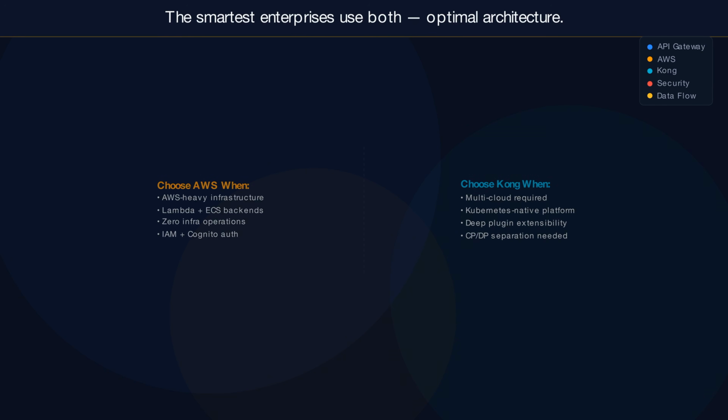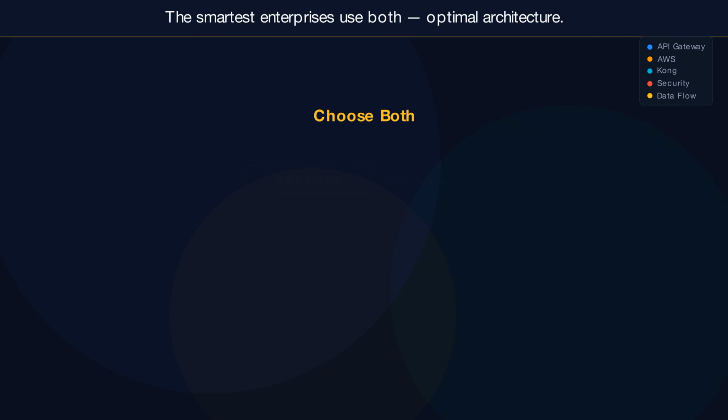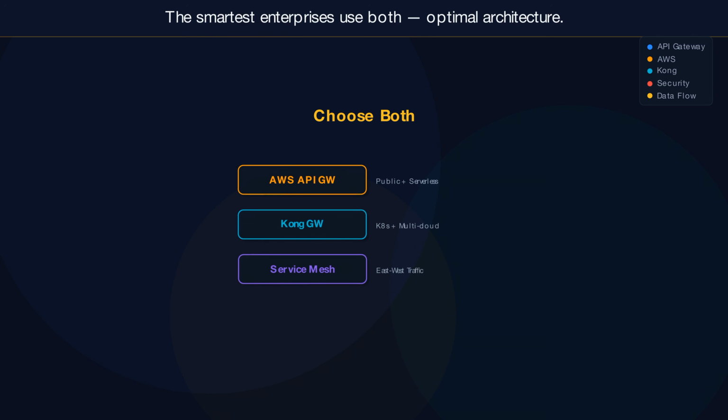But here's the real answer. The smartest enterprises don't choose one, they use both. AWS API Gateway for serverless public APIs where you want zero ops. Kong Gateway for Kubernetes workloads and platform APIs where you need portability. A service mesh like Istio or Linkerd for internal east-west traffic. That's the optimal architecture, each tool deployed where it's strongest. The organizations running the most reliable API platforms match each gateway to the specific traffic pattern it was designed for.